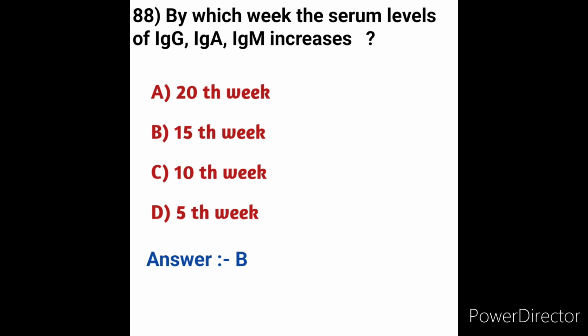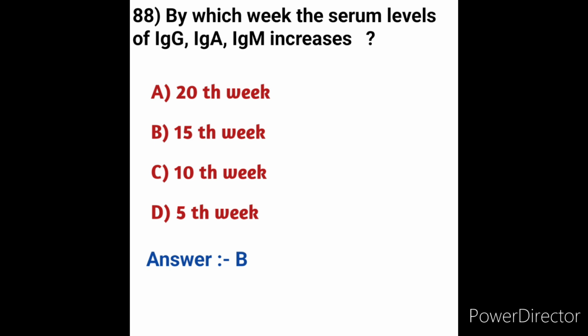Additionally, I will make one point here. IgG and IgM increases mean there is no risk of transmission of infection to the fetus. Here option B is the correct answer. At the 15th week the serum levels of IgG, IgA, IgM increase.